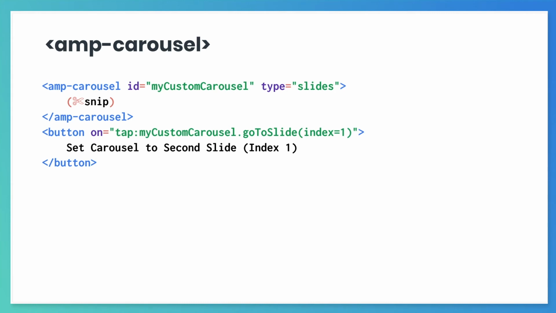First, we have an AMP carousel. Then we have a button whose on attribute is set to tap:my-custom-carousel.goToSlide(index=1). Again, tap specifies the event we're looking for. My custom carousel here is the name of the carousel where the action takes place. And the action is goToSlide, setting the slide index to 1, which is, remember, the second slide in the carousel.